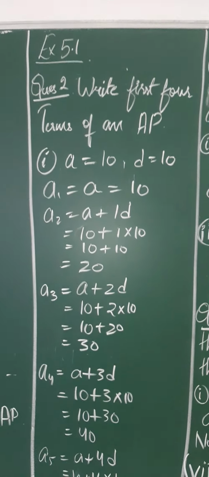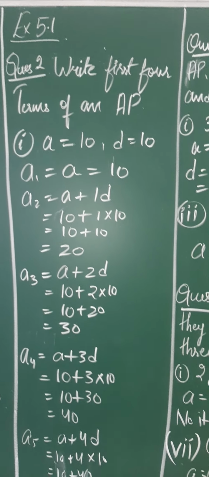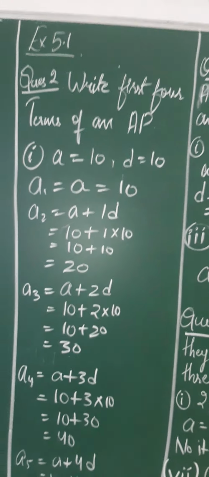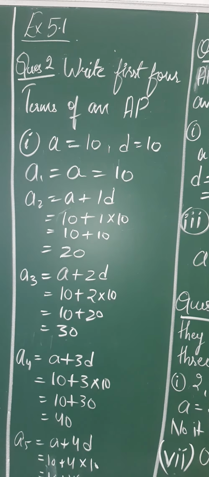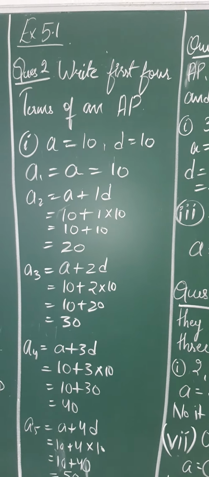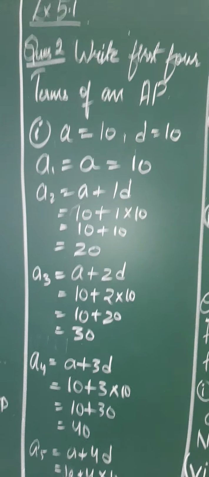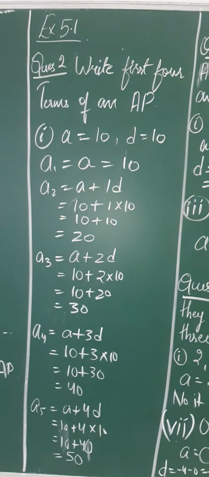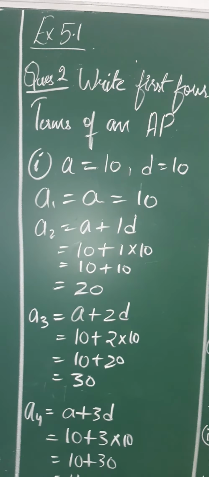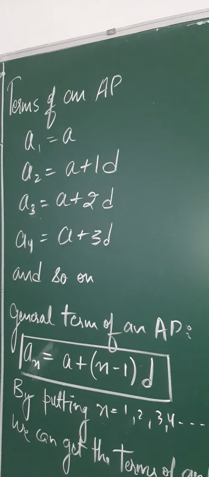Now coming to the exercise. Exercise 5.1. Leave the first question right now and start with the second question. Write the first 4 terms of an AP. What do we have to find? We have to find the first 4 terms of an AP when A and D are given to us. Just now I have told you, these are the terms of the AP.